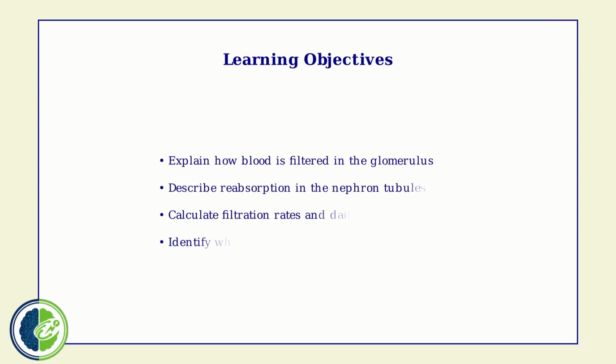All right, class. Today, we're diving deep into how the mammalian kidney actually works. By the end of this lesson, you'll understand the 3 main processes: filtration, reabsorption, and excretion. You'll also know why your kidneys are working so hard every single minute.